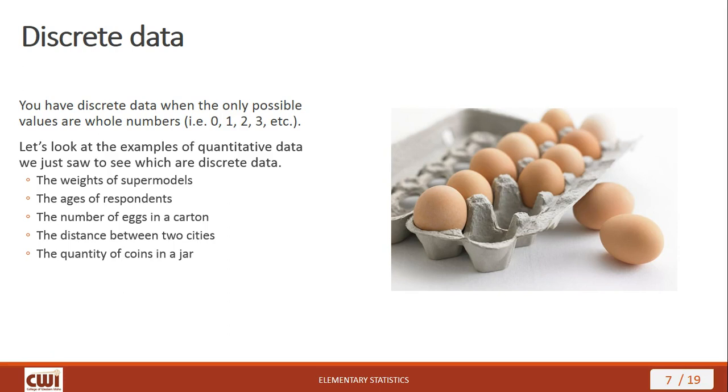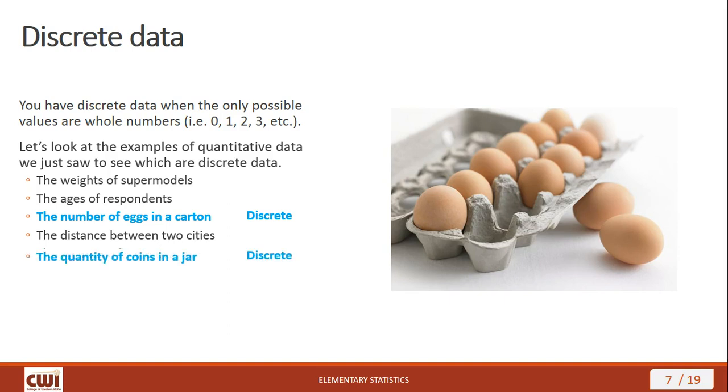example of discrete data. The number of eggs in a carton, well, now that is an example of discrete data because you only count whole eggs. When you're counting eggs, you don't count partial eggs, you count whole eggs. So this is an example of discrete data because the only possible values are whole numbers.